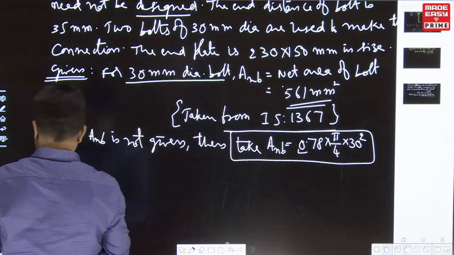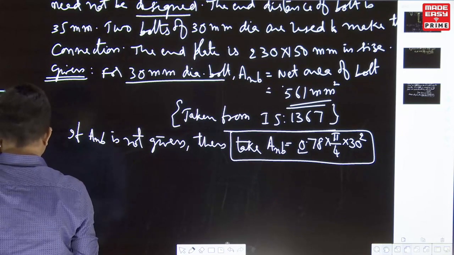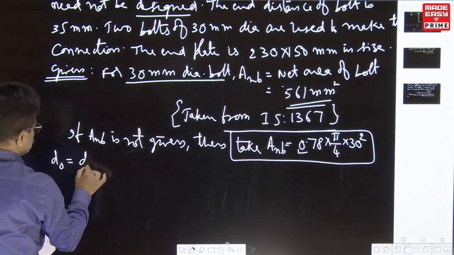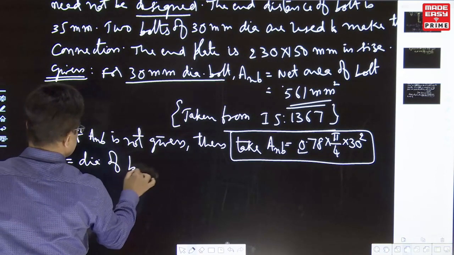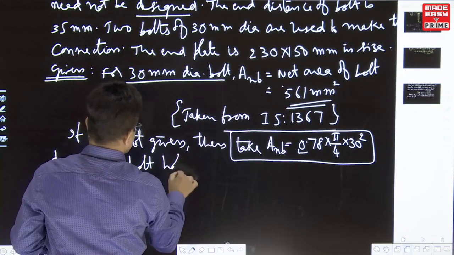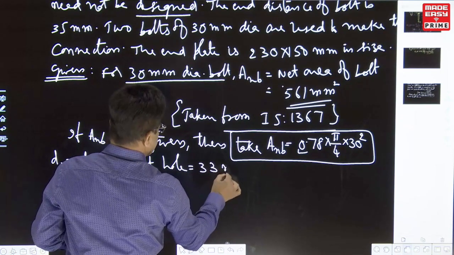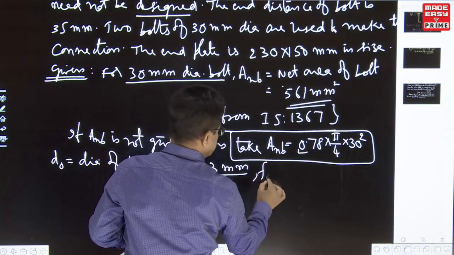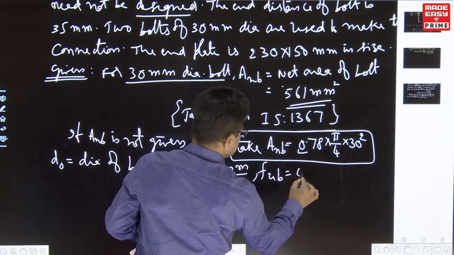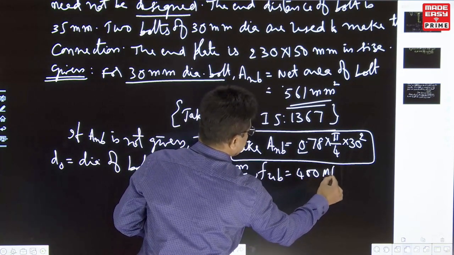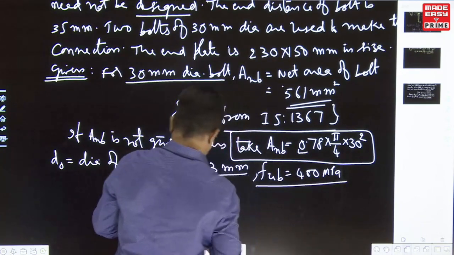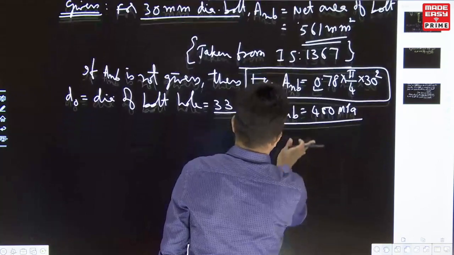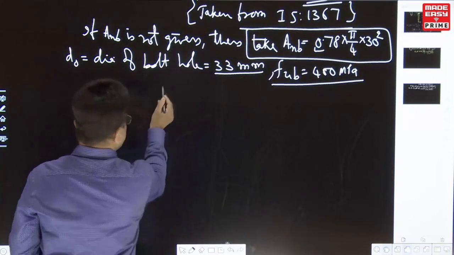So, A and B are also given. Diameter of bolt hole, he has given as 33 mm. Fu of bolt is 400 MPa. So, the connection also they have given in this one. This diagram they have to give us.